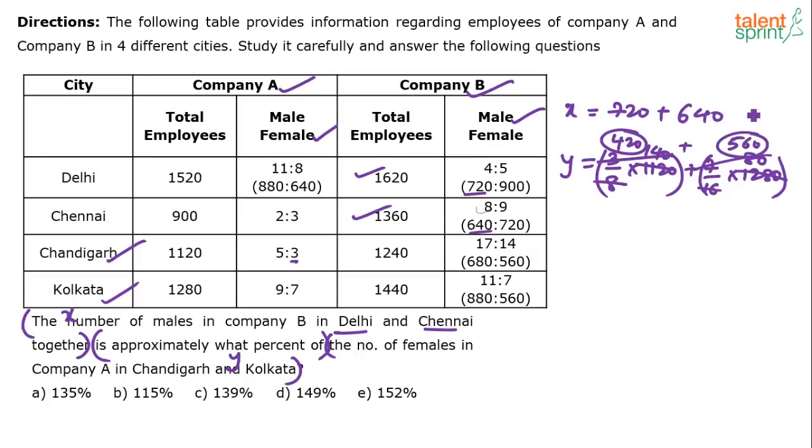So you know what X and Y are. X is 720 plus 640, which is 1360. Y is equal to 420 plus 560, that's 980. Now X is what percentage of Y? X by Y into 100. So here the simplification would be 1360 upon 980 multiplied by 100.